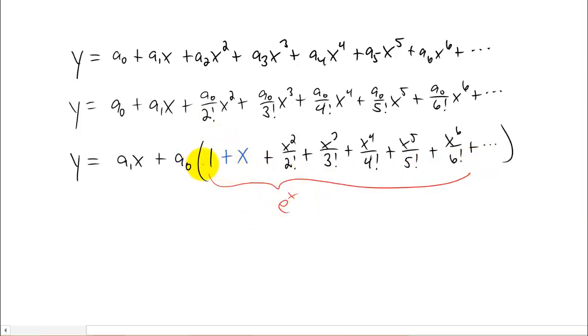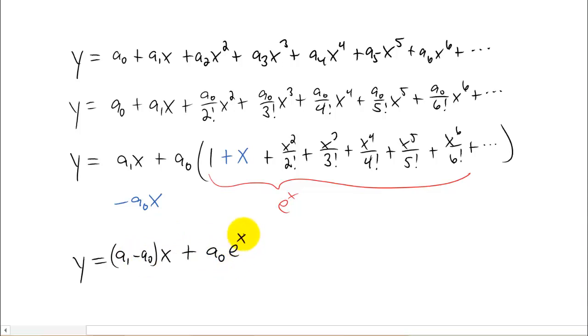So what I'm going to do is I'm going to add it in right here. And of course that's illegal, so you have to subtract it out somewhere else. I'll just put that outside. And what are we left with? Well, we have our first terms, a1x minus a0x, just going to give us some linear term. And then we have this a0 times e to the x.